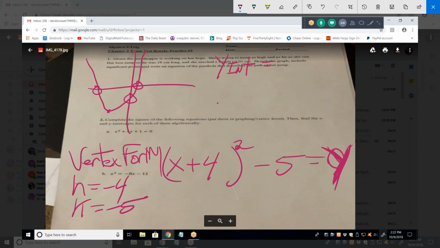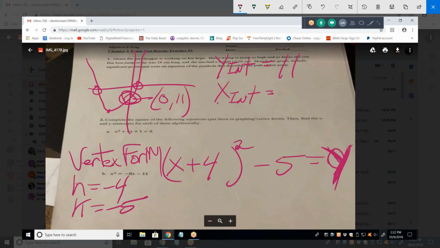So x would be 0, and then 16 minus 5, so 11. Okay. In other words, that's 11. It is 0, comma 11, despite how I've drawn it. After I figure out the y-intercept and the x-intercepts, I'll redraw it so that it's more accurate.